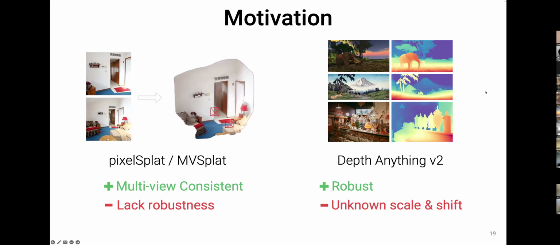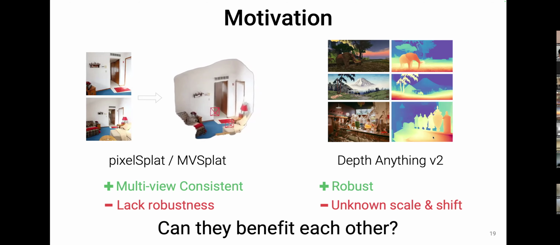However, because the depth they predict is only up to scale, we have an unknown scale and shift. So naturally we were thinking, can these two things benefit each other?